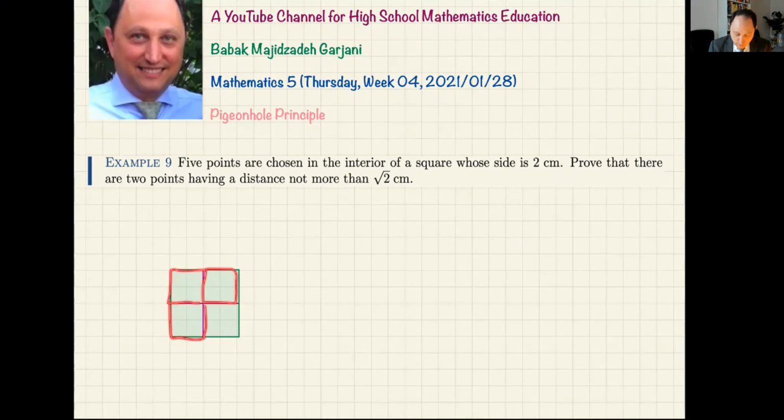I have 4 of them, but I have 5 points. So it means that it doesn't matter how I choose these 5 points, because the number of points is bigger than the number of regions. There is at least one partition which contains 2 or more points. Let alone having more points, at least I have 2 points.